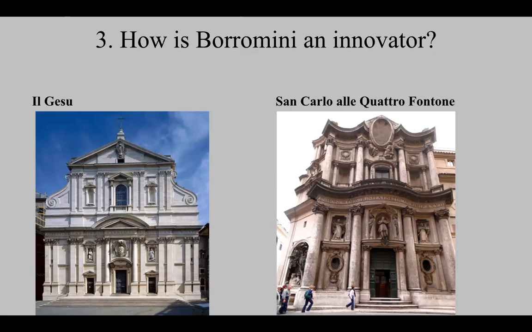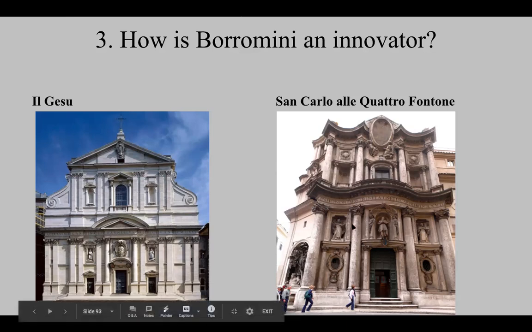Katie, can you help me? What's different about the exterior compared to Il Gesù? It looks more dramatic. How is it dramatic? What do you think? It's just more complex. Like there's a lot more decoration, and it looks more 3D. Right. There's definitely a lot more decoration. There's a massive shield at the top. Right? Massive shield. There's a lot more architectural decoration and sculptures on the facade.